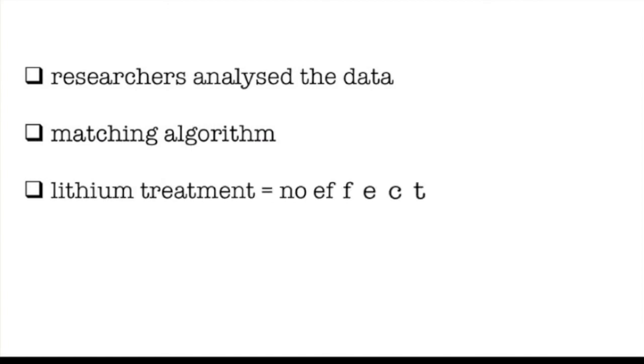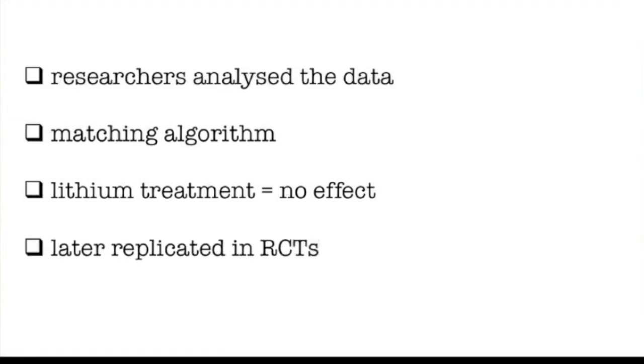Lithium carbonate treatment was found to have no effect on ALS disease progression. The authors acknowledged that this study method is not a substitute for double-blinded randomised controlled trials, but the outcome of this study was later replicated in RCTs.